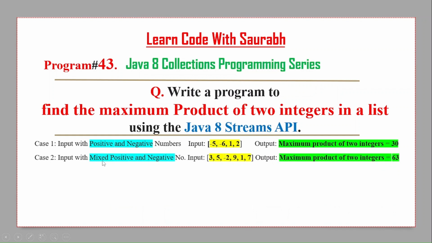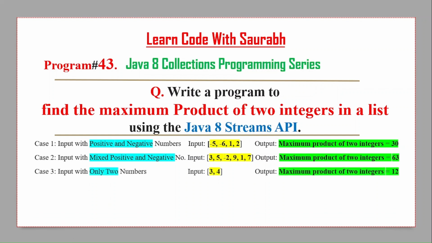For the second case, we mix positive and negative input. You can see only minus 2 is negative, and all the other numbers are positive. The maximum integer value is 9 and the second maximum value is 7, so it will multiply 9 by 7, and we get the maximum product 63. In the third case, we take input with only two integers. Looking at the question, find the maximum product of two integers, we require at least two integers in a list. So we multiply 3 by 4 and get 12.